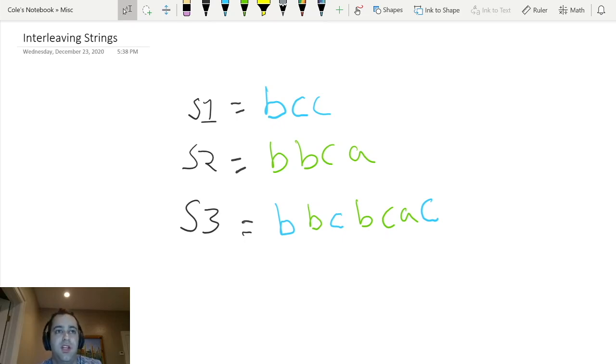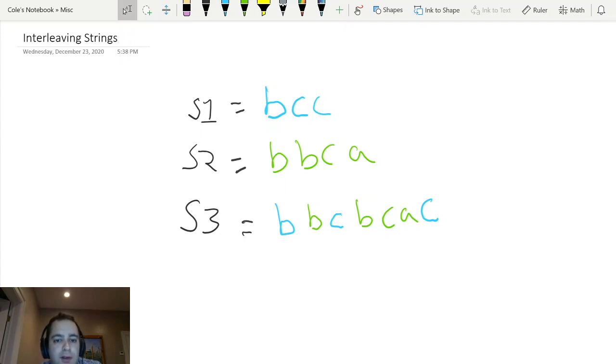Hey everyone, today we're going to be discussing Leetcode problem 90, the interleaving strings problem. So the question is as follows. Given strings S1, S2, and S3, determine whether S3 is formed by an interleaving of S1 and S2.